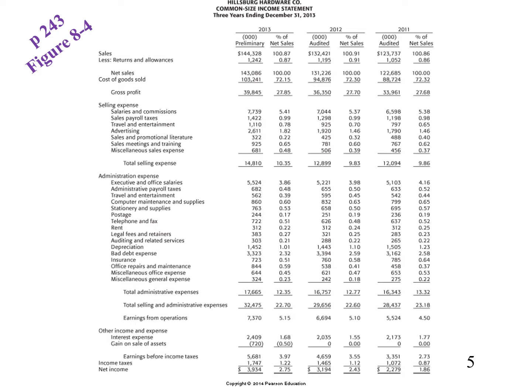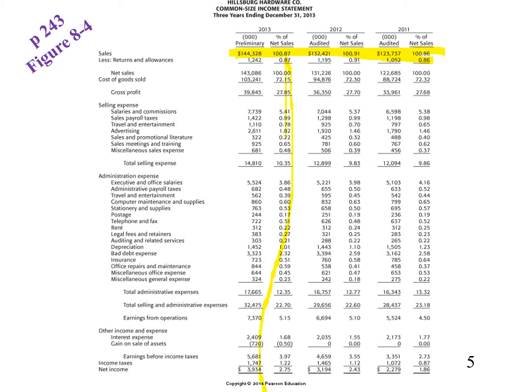Now, this is a table out of the book, and we have trend analysis, or horizontal analysis, where we compare this year to last year, to however many years. That's called horizontal analysis or trend analysis. And then we've got vertical analysis.